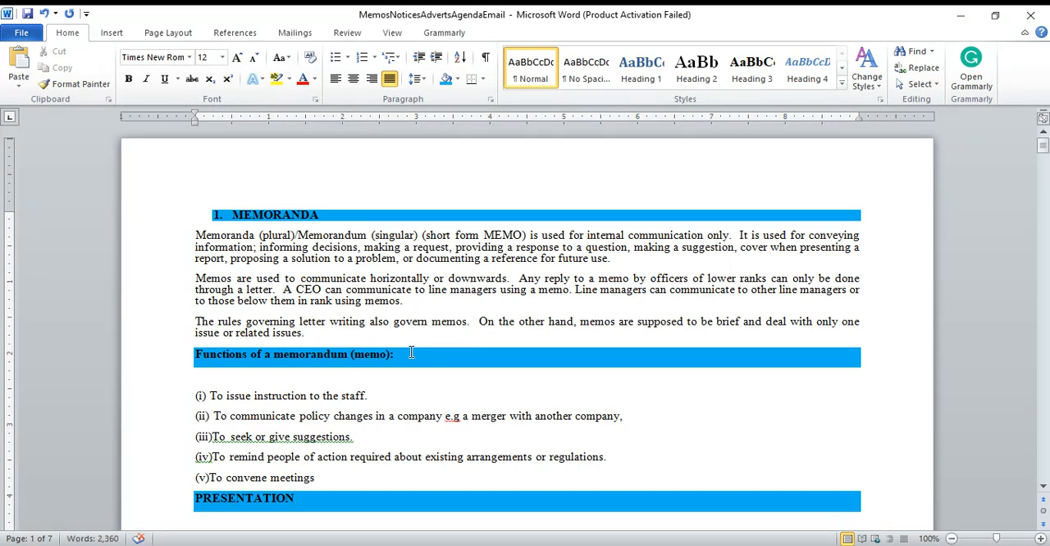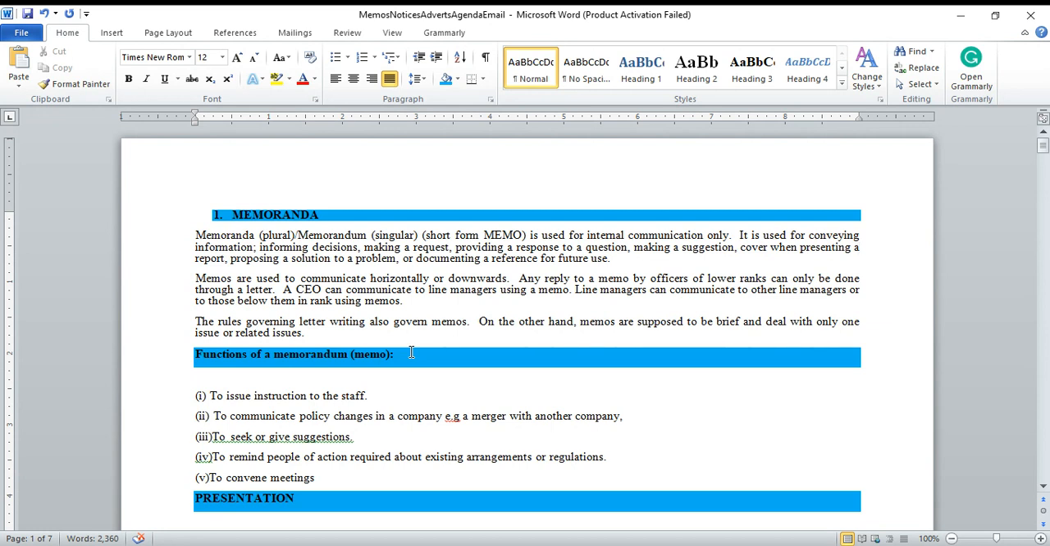Memos are used to communicate horizontally or downwards. Horizontally means you're communicating with people at the same level, but in most cases, they'll be from the superiors to the juniors, from the management to subordinates. So that's a downward communication. It's part of the vertical communication. Then any reply to a memo by officers of lower ranks can only be done through a letter.